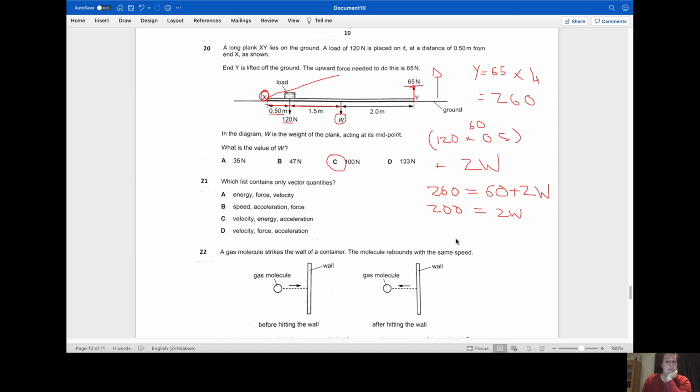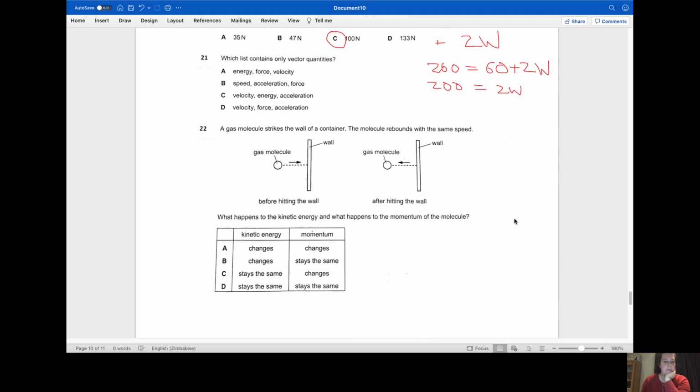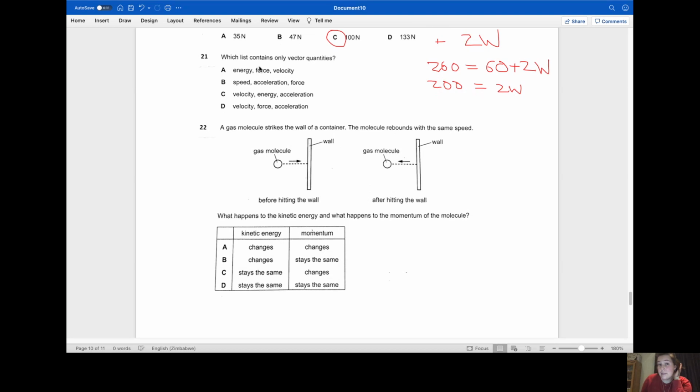That was a really tricky one, but if you got that right, well done. Lots of calculations for number 20. Okay, number 21 is similar to the other question, except now we only want vector quantities. It's not A because energy is not a vector. It's not B because speed is not a vector. It's not C because, again, energy is not a vector. So it's D. Velocity has direction, force has direction, and acceleration has direction. So 21, your answer was D.